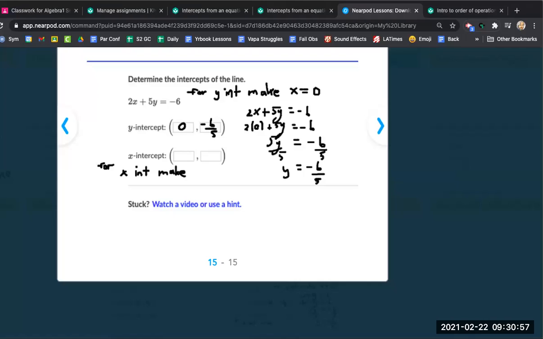Okay. And then we have to solve. So we actually have to substitute it in: 2x plus 5 times 0 equals -6. And that means 2x equals -6, and x is going to equal -3, right? When we divide by 2 on each side. There you go. So we put in -3 here.